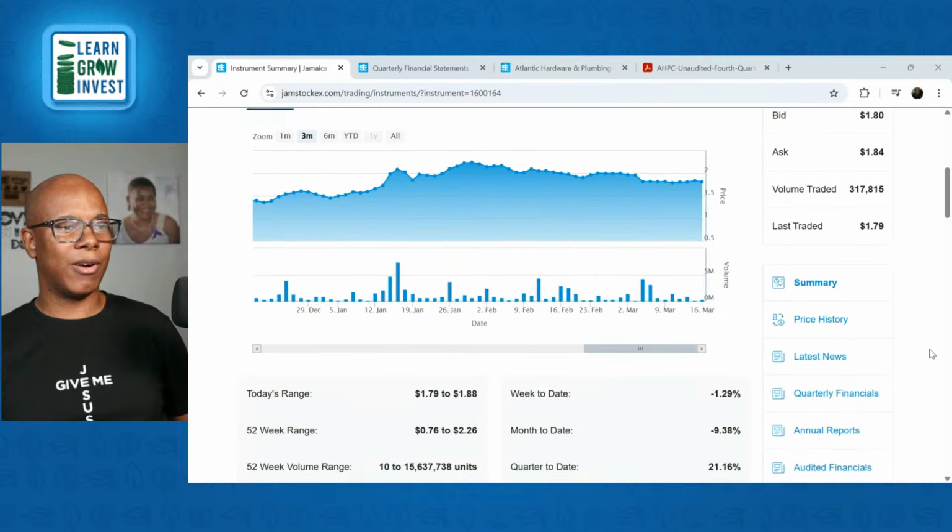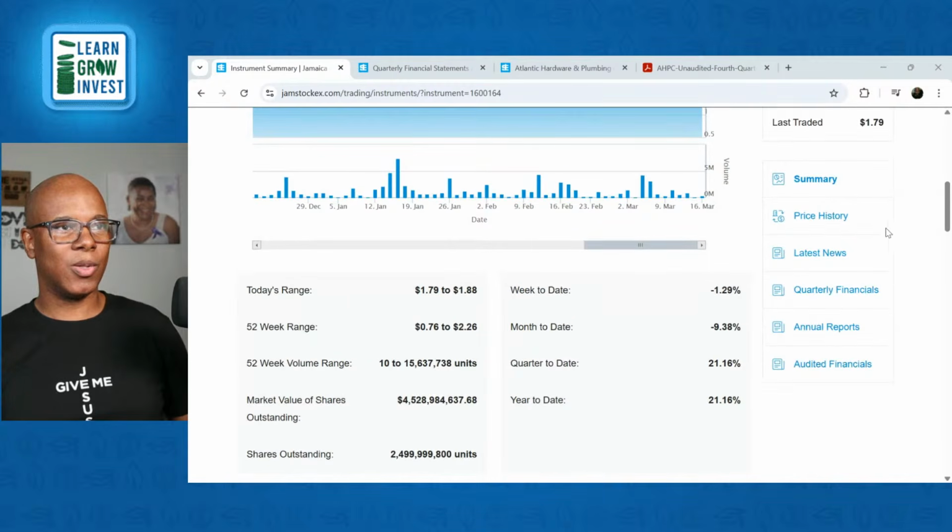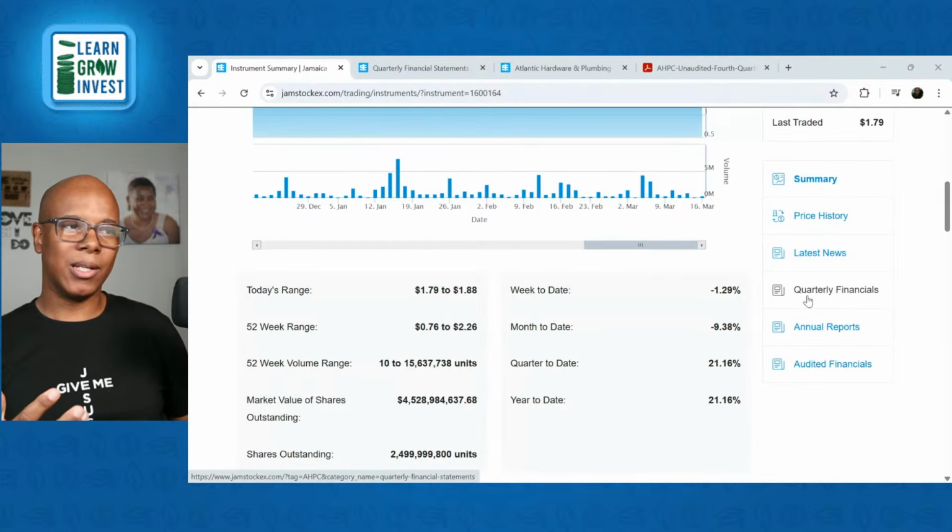So if you look to the right of the instrument summary page, you see some sections here: latest news, quarterly financials, annual reports, audited financials. Now I'll do a video to maybe explain the differences between these, but each company is expected to release their quarterly financials. Some of them may not release a Q4, instead they may release their audited financials, which will include their Q4.